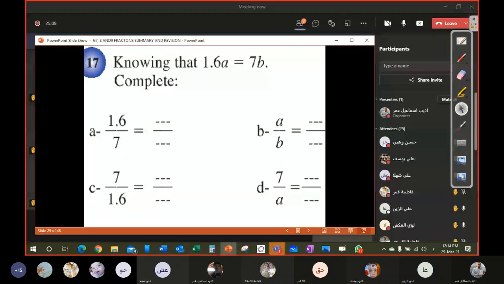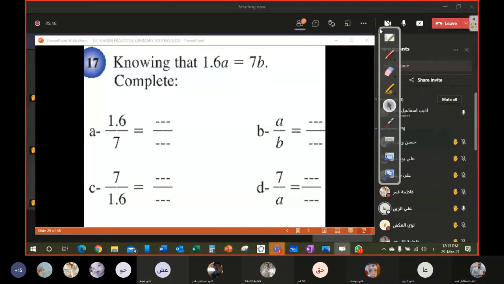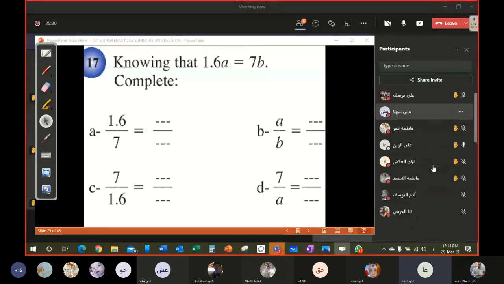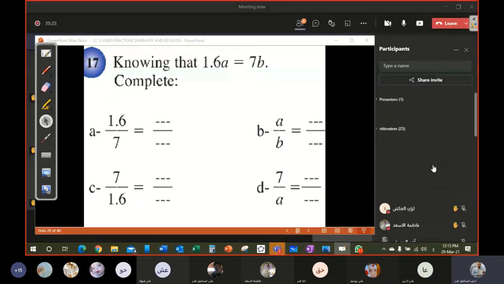Teacher. All of you lower your hands. If you don't want to answer, lower your hands. If you want to answer, lower your hands.